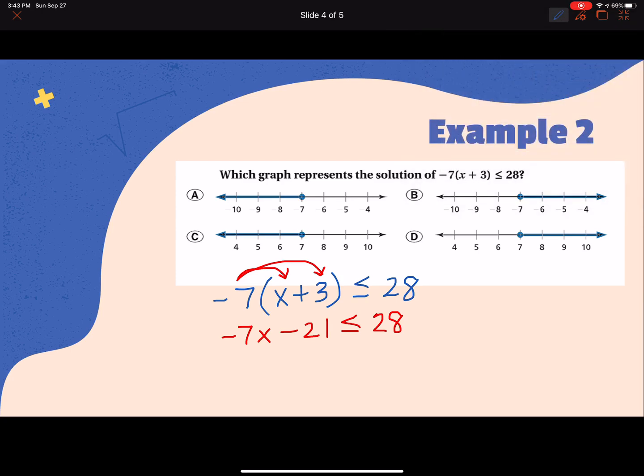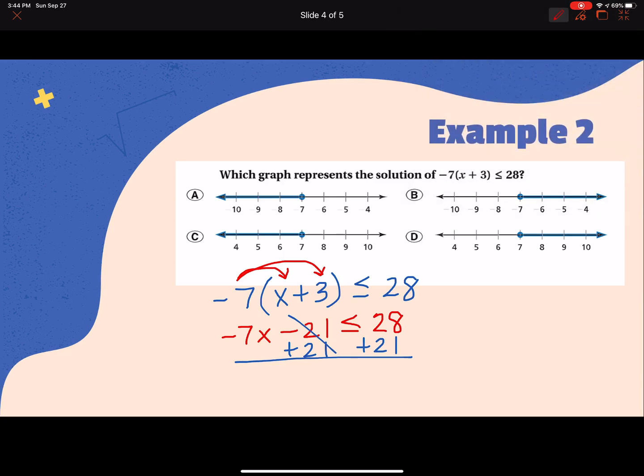Now we're going to begin the process of solving this two-step inequality. We're going to start on the left side where our variable is, and we're going to get rid of this -21. Remember, negative and subtract are the same thing. So I'm going to pair it up with its opposite, and that is +21. So I come over to the other side and I do the same thing to that term.